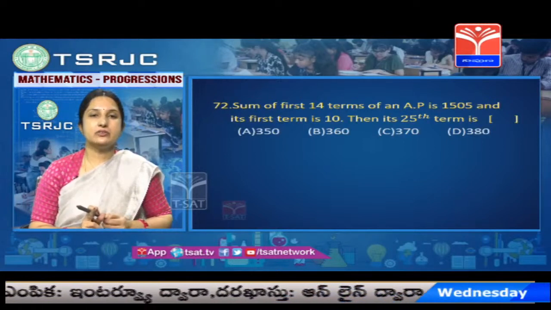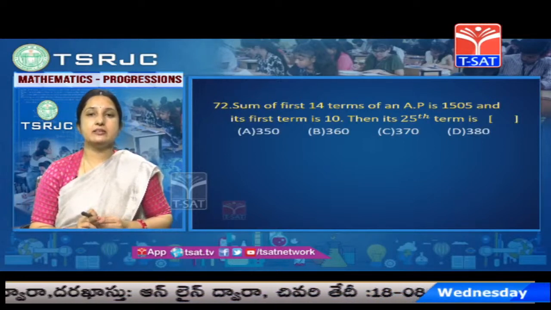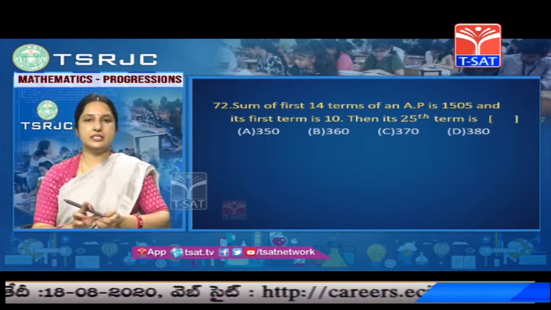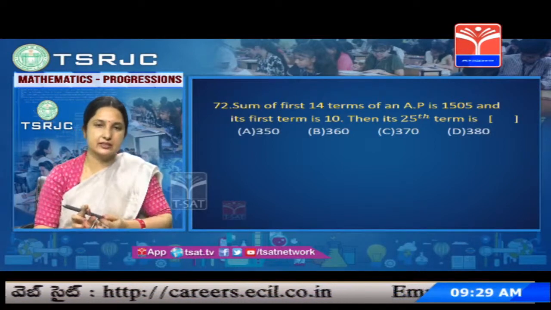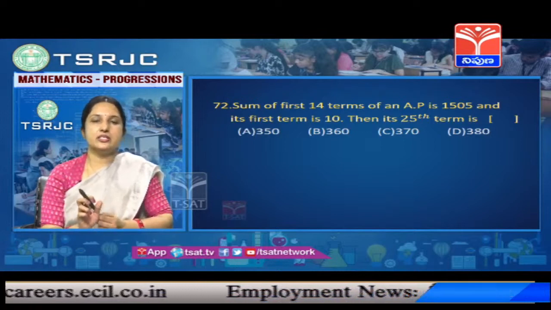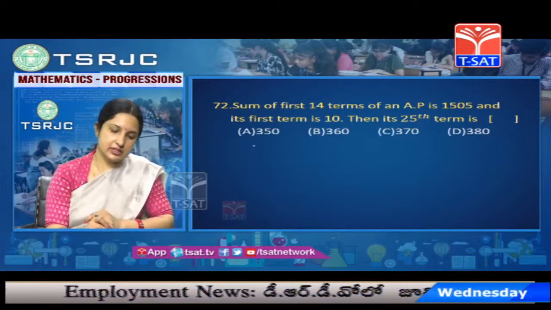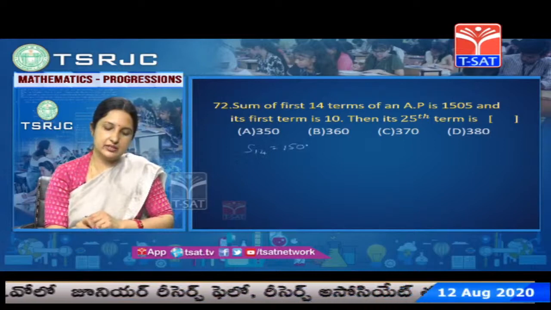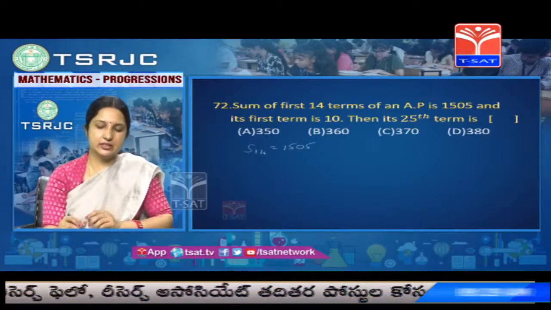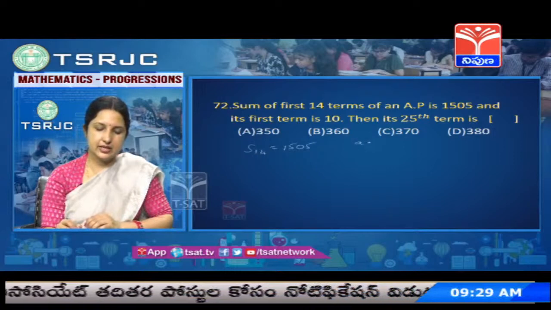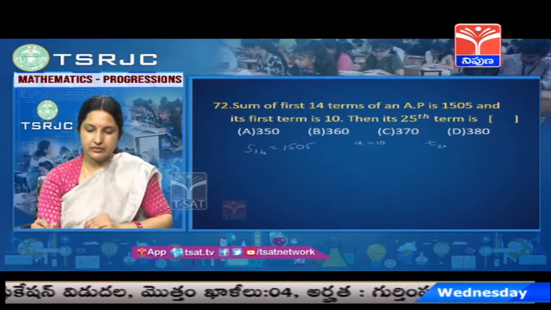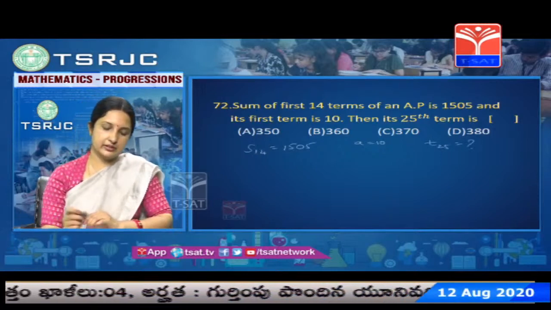Then the sum of the first 14 terms of an AP is 1505, and its first term is 10. Then its 25th term is what? That means S14 = 1505, and the first term is given as a = 10. Then its 25th term is what we have to find out.